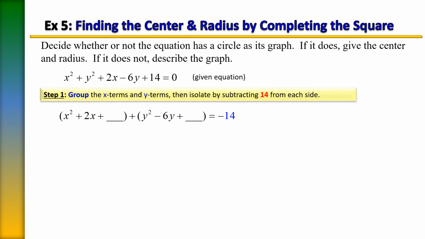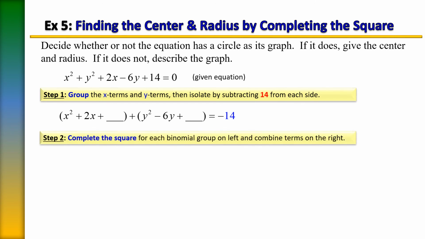So with the x group, half of 2 is 1. 1 squared equals 1. So we need 1 to complete the x group. For the y group, half of 6 is 3. 3 squared is 9. So 9 will complete the y group. So you're adding a total of 10 because 1 plus 9 is 10. So we're going to have to also add 10 to the right side of the equation because that's the rules of equations. Let's go ahead and factor those two trinomials.